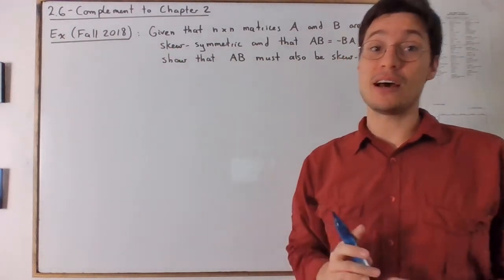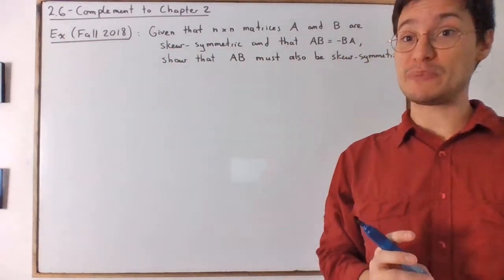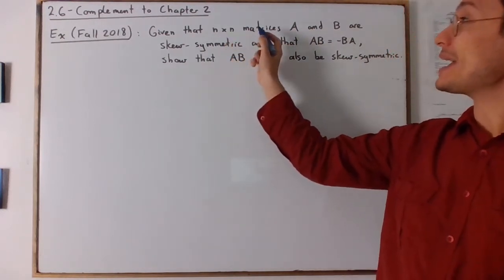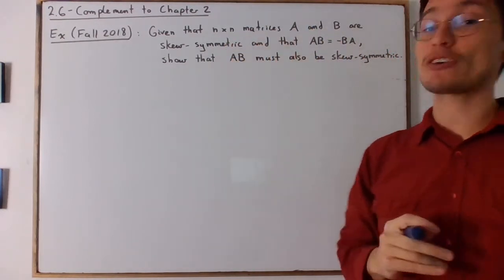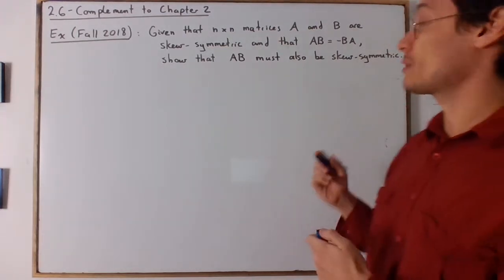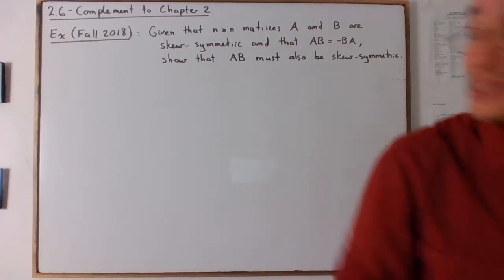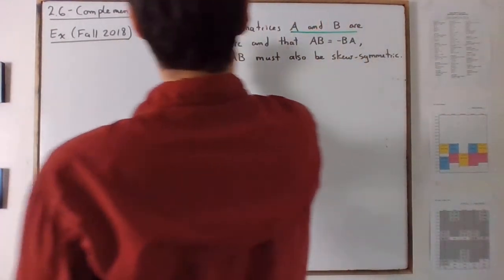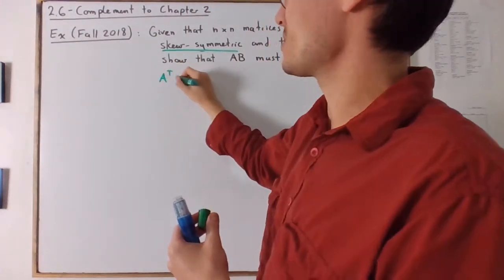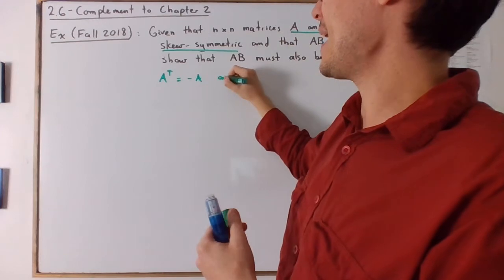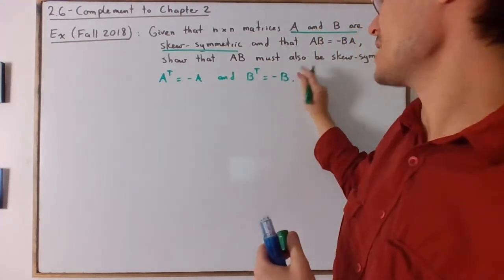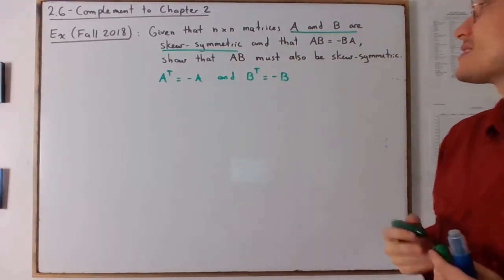And this is a final exam question that has been asked in fall 2018. We are given n by n matrices, and we are given that they are skew symmetric. Okay, so what does that mean? It's important to review that. So A and B are skew symmetric. What it means is that A transpose is equal to negative A, and B transpose is equal to negative B. Okay, so we need to write down this information.